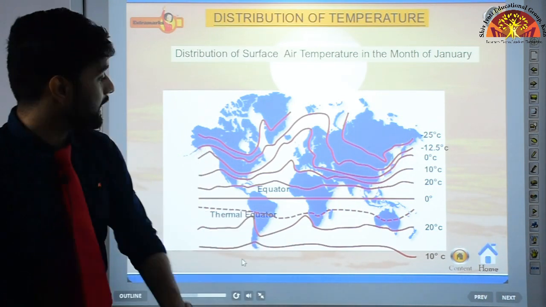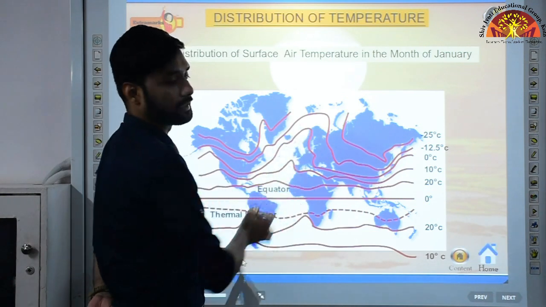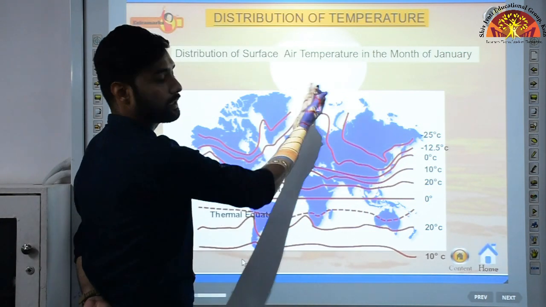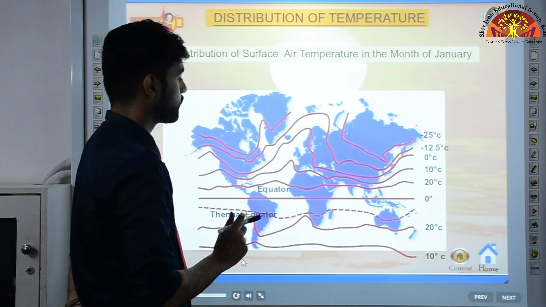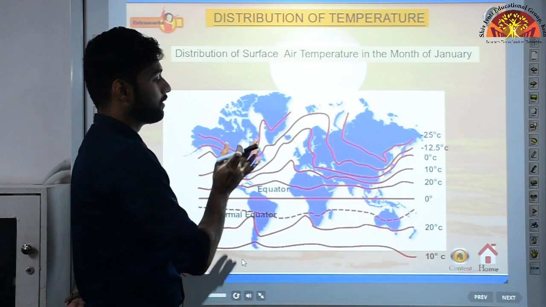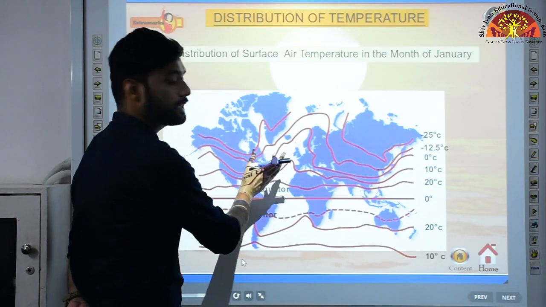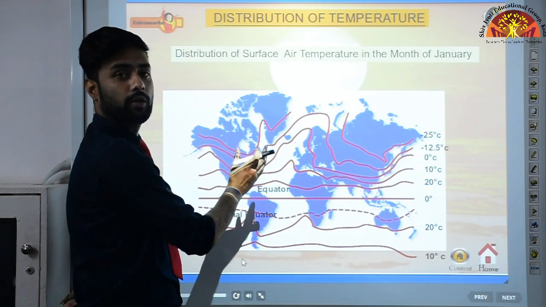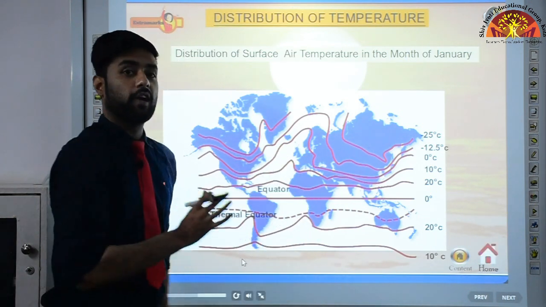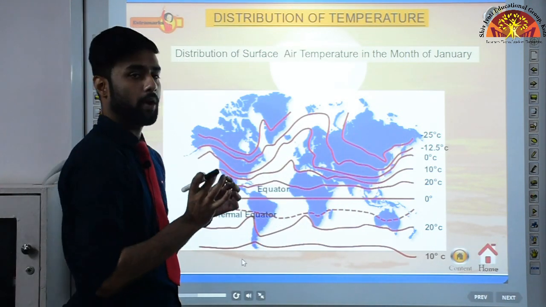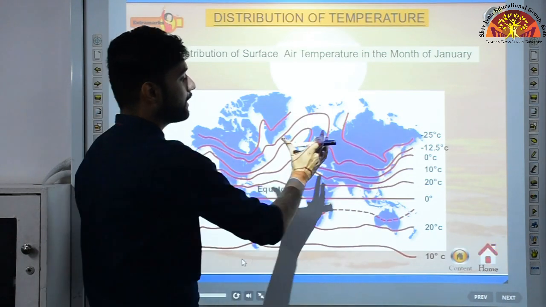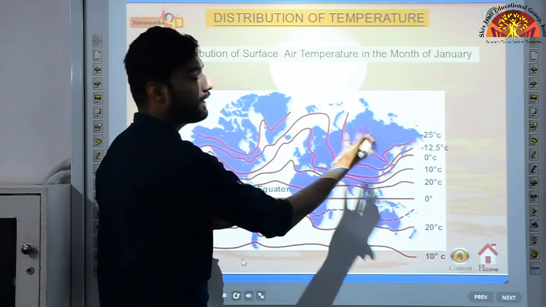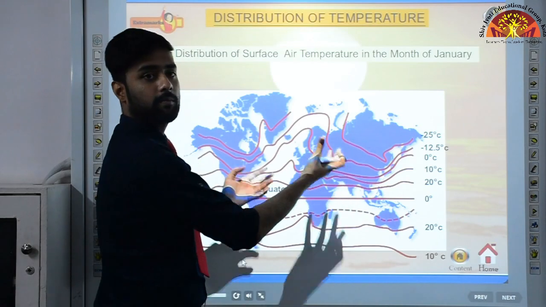See now, these lines are deviating, especially when they are crossing the sea. They are deviating towards the North Pole. Why is it so? We know that the sea, our oceans, lose their heat slowly as compared to the land. Now what will happen in the month of January? It's very important and very interesting as well, that the land will lose heat quickly and it will become cold.